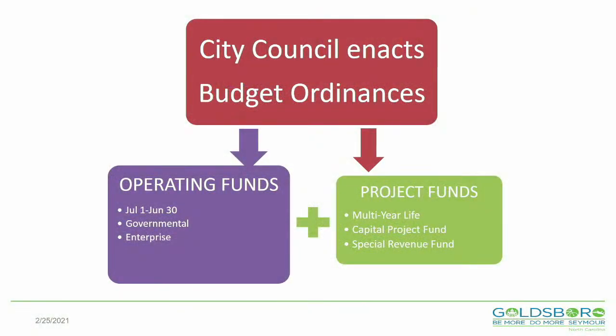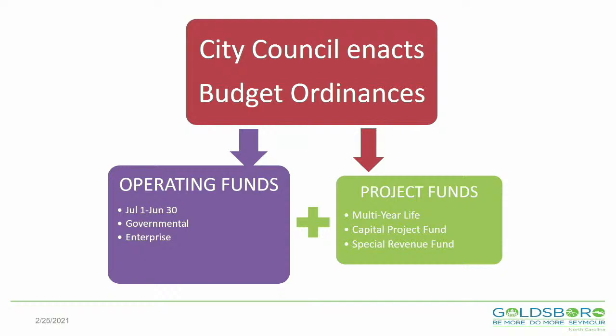So all of that has to be enacted by ordinance law, which means that council has to do something. And there are, again, two pots. You have the operating funds, which is your July to June 30. They can be governmental, enterprise/proprietary, or you could have project funds which stem from something that happened relating to an operating fund. They're multi-year life, and you have capital project and special revenue funds.